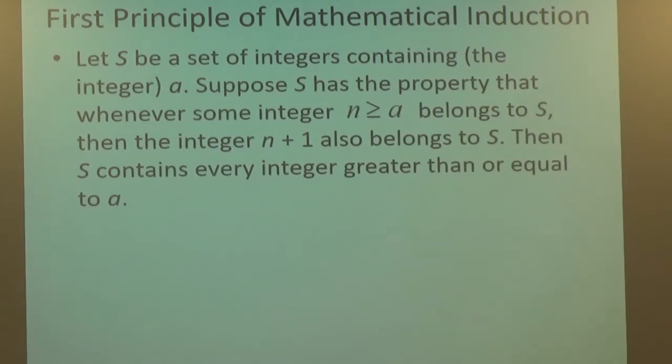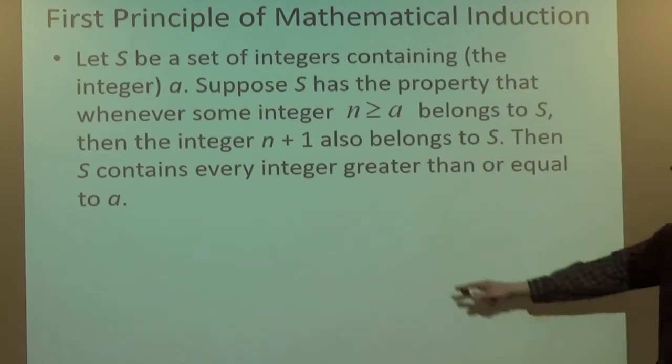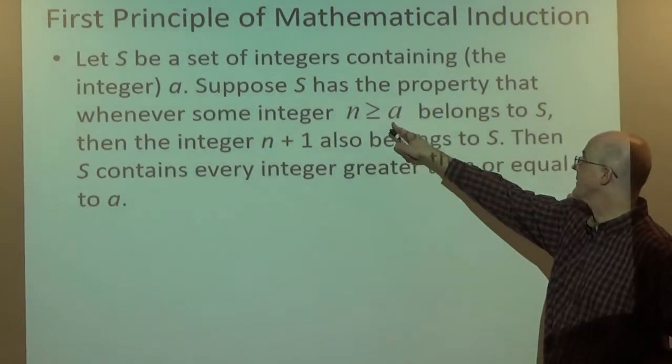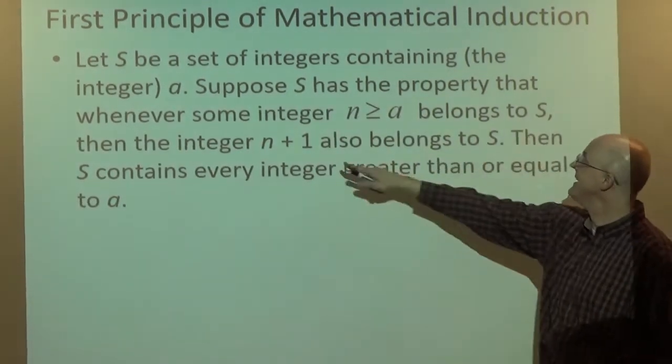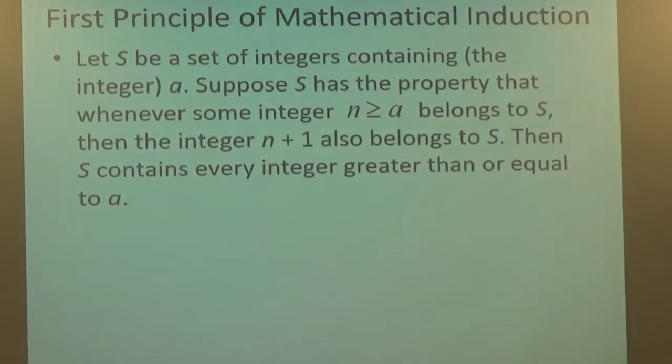Suppose S has the following property. It's got the property that whenever some integer greater than or equal to a is in S, then the next integer is in S. If you can guarantee that when 1 is in S, then 2 is in S, and if you can guarantee that when 2 is in S, then 3 is in S, etc., then every integer greater than or equal to a is also in S. S contains every such integer.